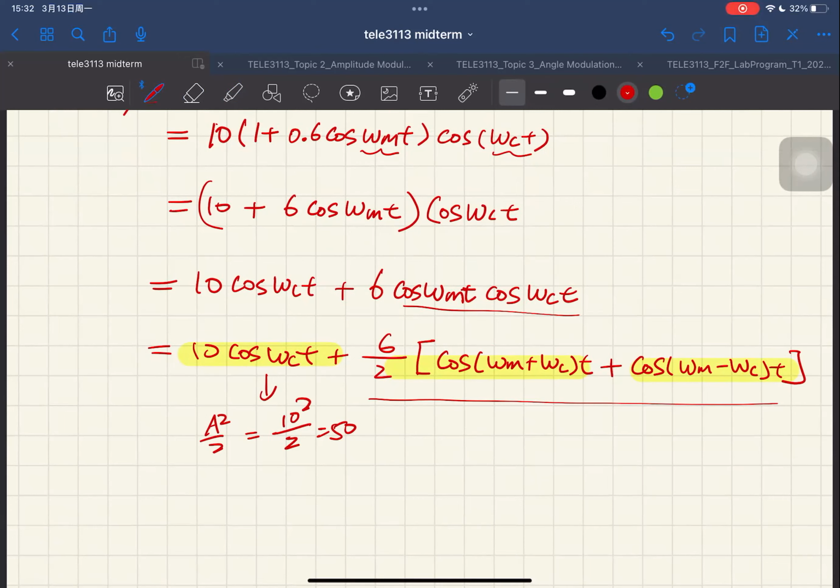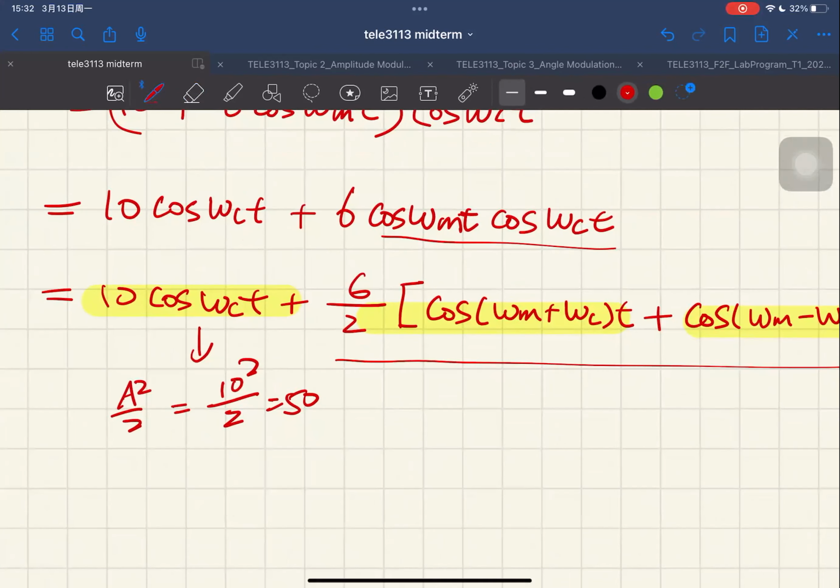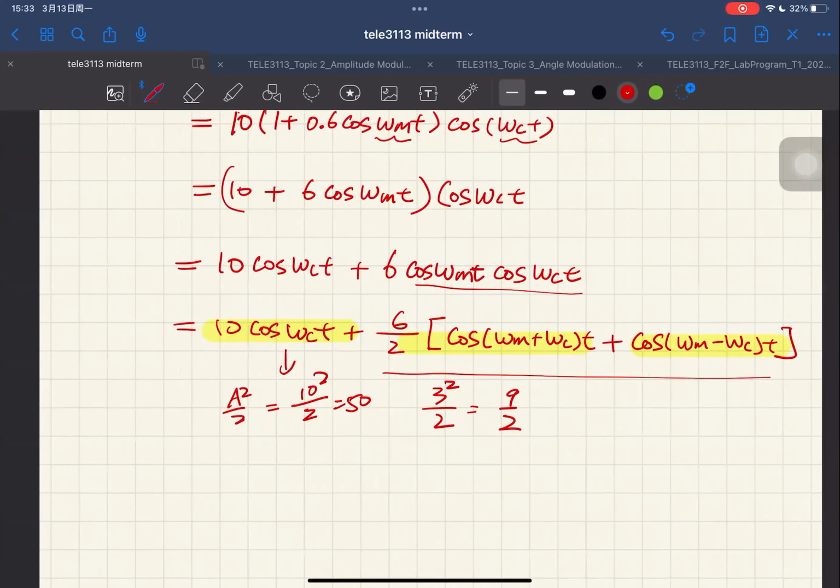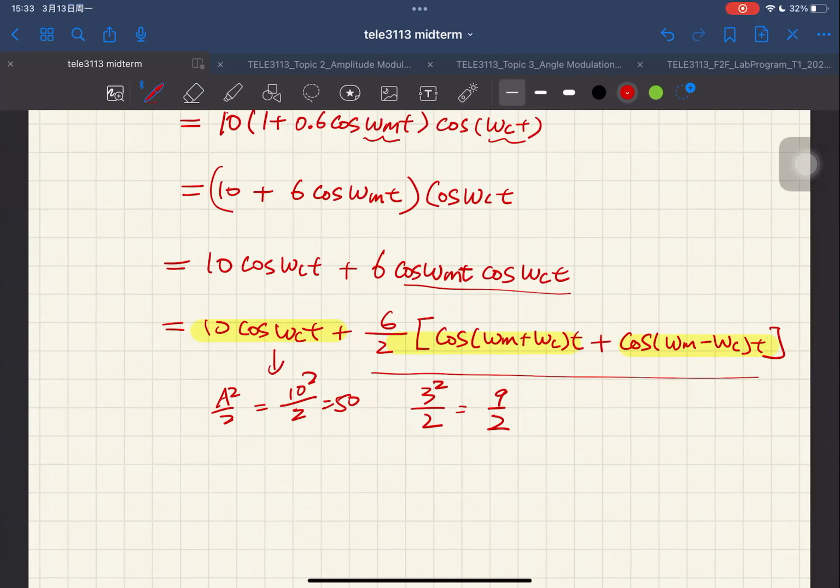What about these two sections? They have the same amplitude, which means they have the same energy. The amplitude is 3, so 3 squared over 2 is 9 over 2. Because you have two signals with exactly the same energy, you multiply by 2, which is 9. If you add them together, it's 50 plus 9, which is 59.